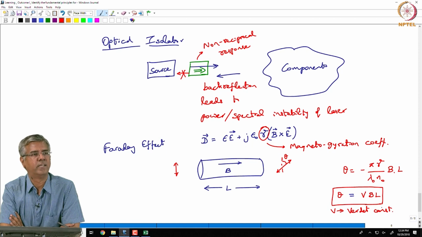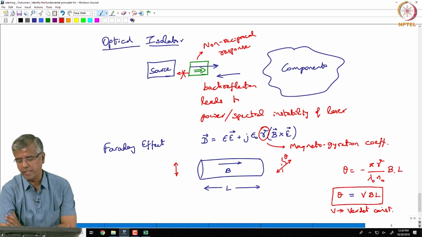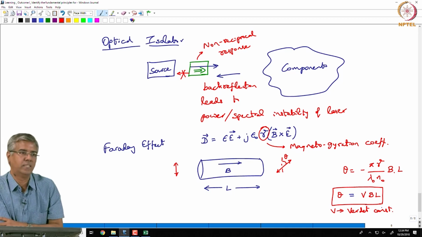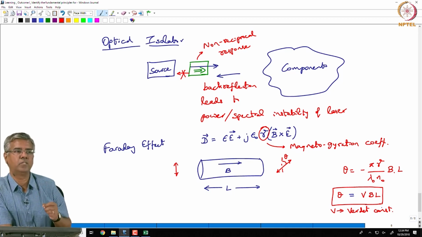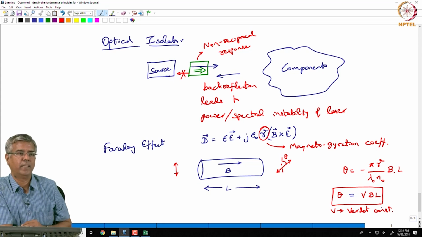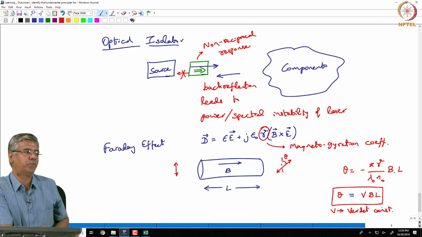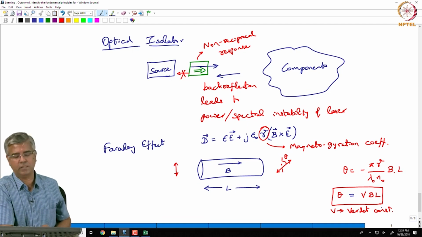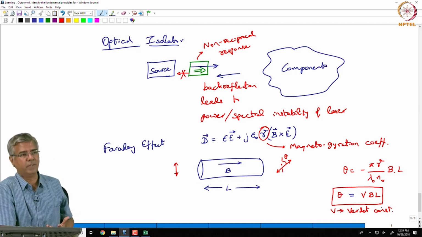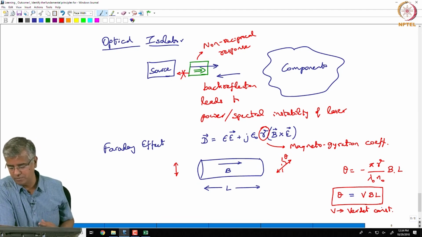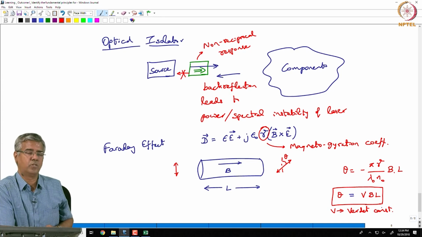So, the question is whether this can happen in vacuum, and the answer is no. This is based on interaction with a material, and that material having a magnetogyration coefficient corresponding to gamma, and gamma is different for different materials. Just the same way as relative permittivity is different for different materials, gamma is different for different materials, and I suspect gamma is also dependent on frequency.